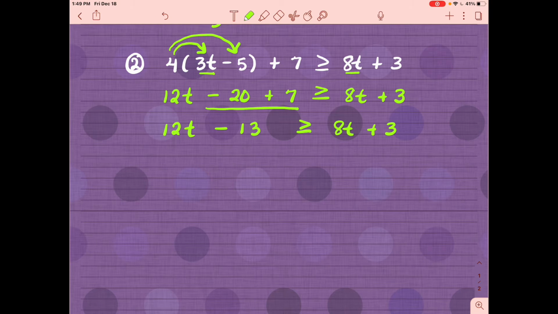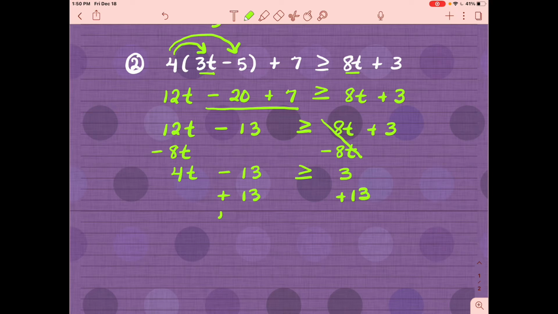In order to get this 8t to go to the other side, I'm going to subtract it because that makes this one cancel. Make a 0. 0 plus 3 on that side is just going to be 3. I have not divided or multiplied by a negative, so I'm just keeping my sign the same. 12 and negative 8 is positive 4t, and keep that minus 13. I want to get those numbers together, so I'm actually going to add 13.